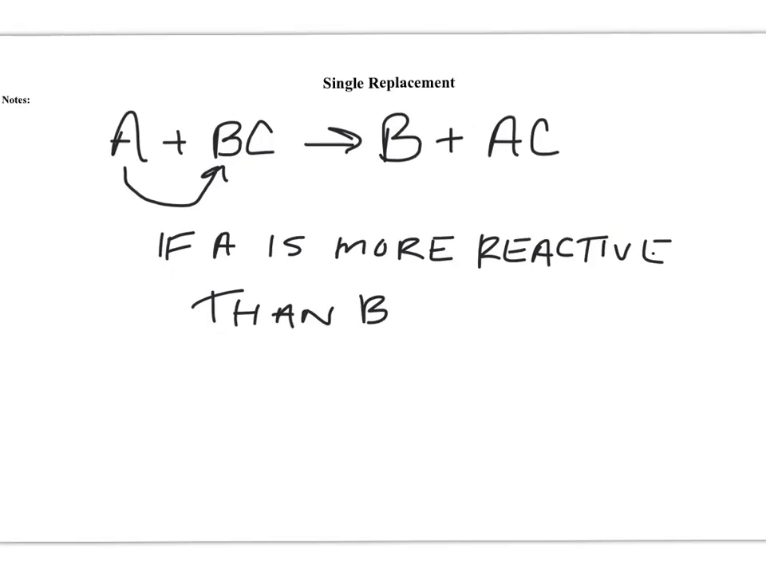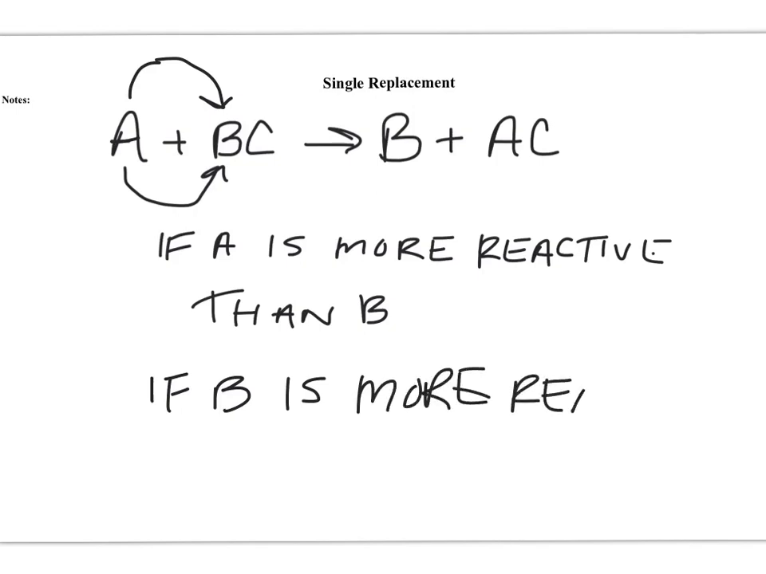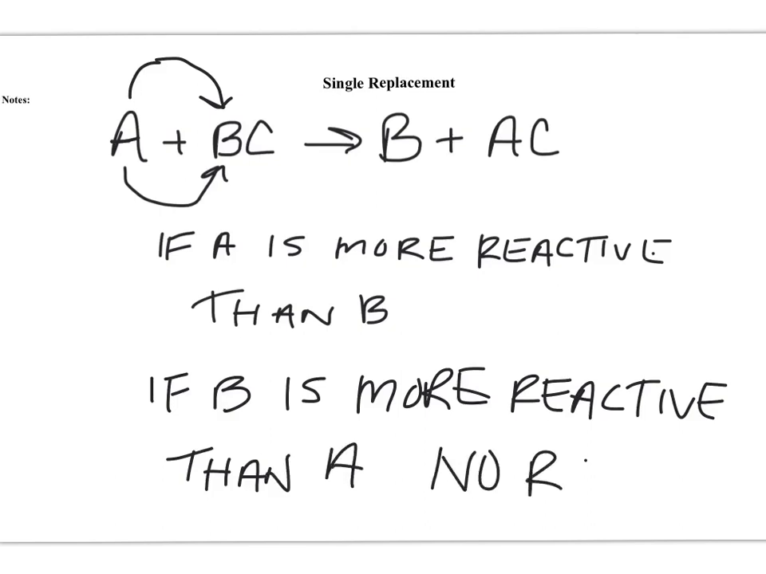If for some reason A is not as reactive as B, even if A tried to come in and kick B out, B would stay with it. So, if B is more reactive than A, then there would be no reaction. So therefore, nothing would happen. You would just simply write no reaction. Now, we'll get into that with all of our different examples, but this is the basic overall idea.